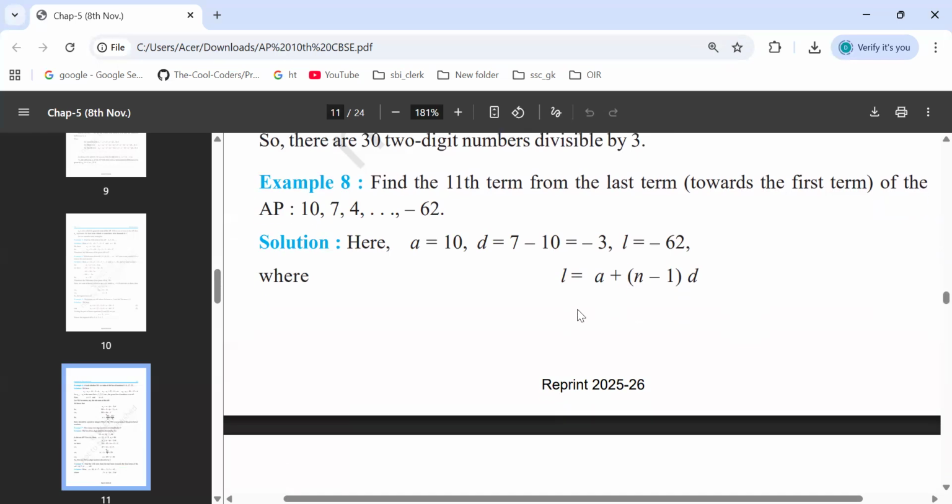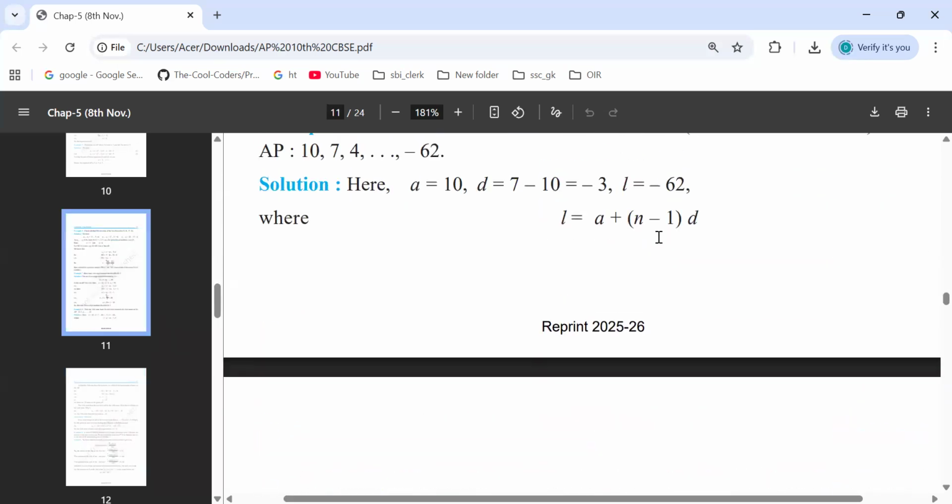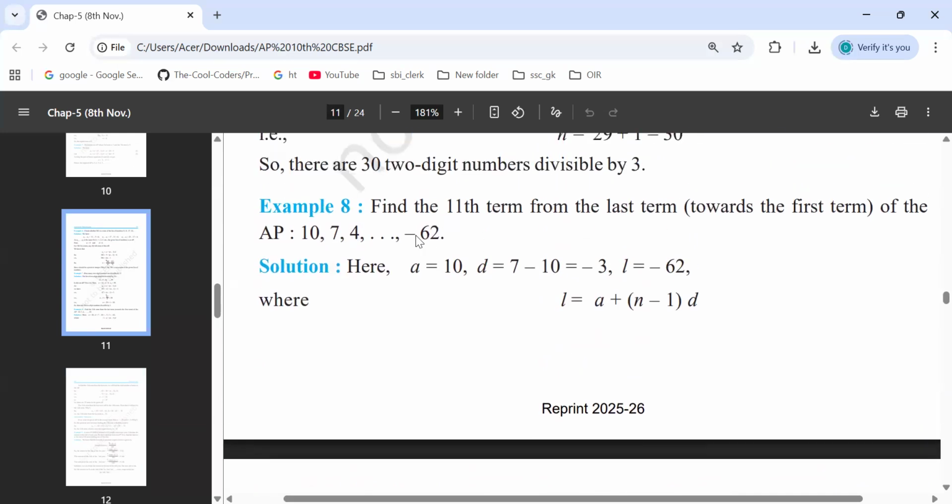So L is equal to A plus (N minus 1) into D. From here, we can clearly find out which term is the last term. I know that minus 62 is the last term, but at what position is it? It is what term of the series? We have to find that first.